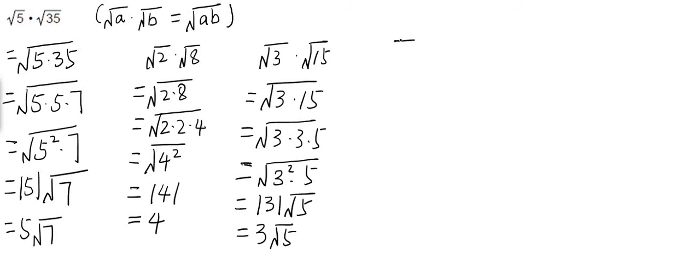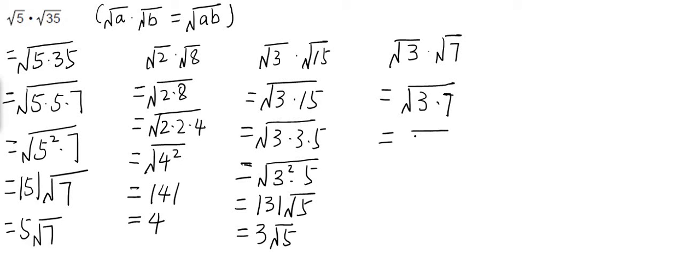Now I'm gonna give you the last one: square root of 3 times square root of 7. What is this value? Let's take a look. Following the formula, we have 3 times 7, and we can see 3 and 7 are both prime numbers, so we can't factor either of them. That means we just multiply them together. 3 times 7 is square root of 21. Okay, that's it.